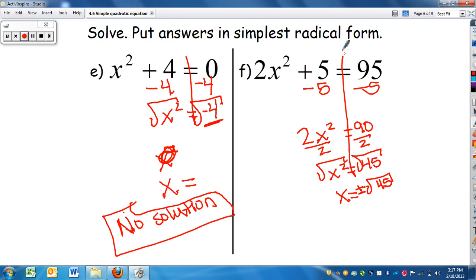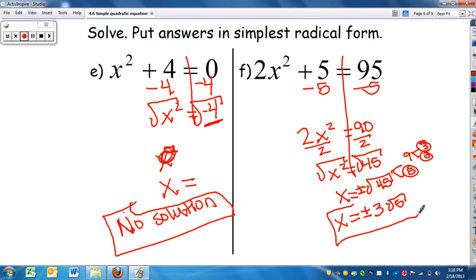So now from this point, since I'm doing simplest radical form, I need to break down the square root of 45. So that is 9 and 5, 3 and 3. So this equals plus or minus. I have a pair of 3's, so that's 3, and then square root of 5. So my final answer is x equals plus or minus 3 square root of 5.